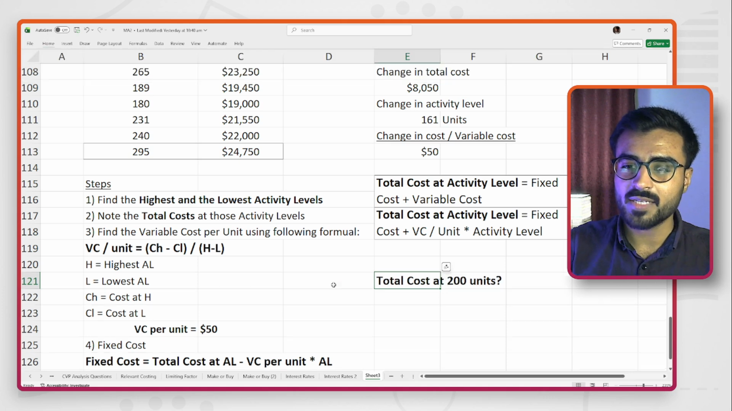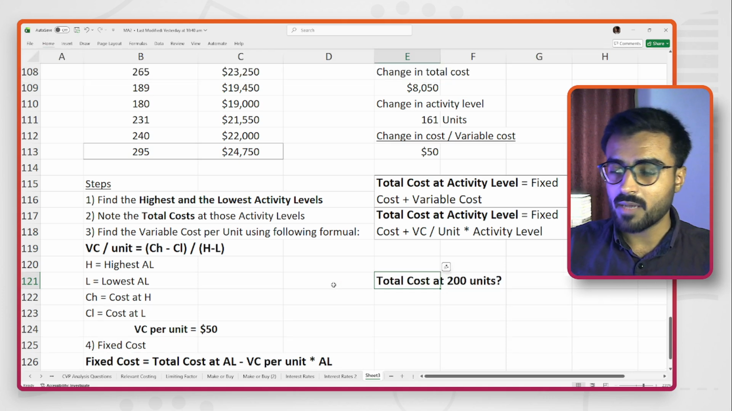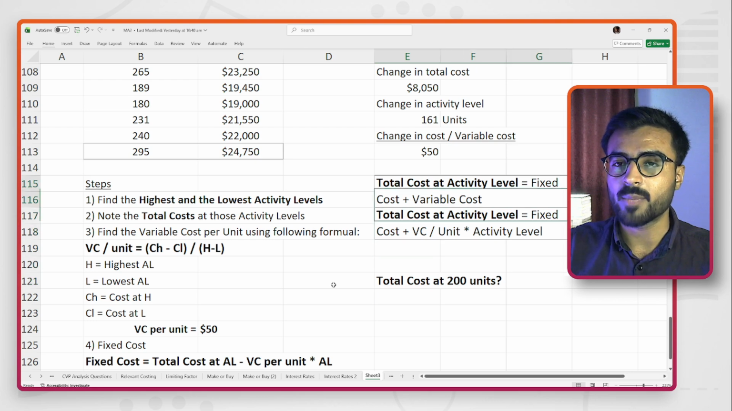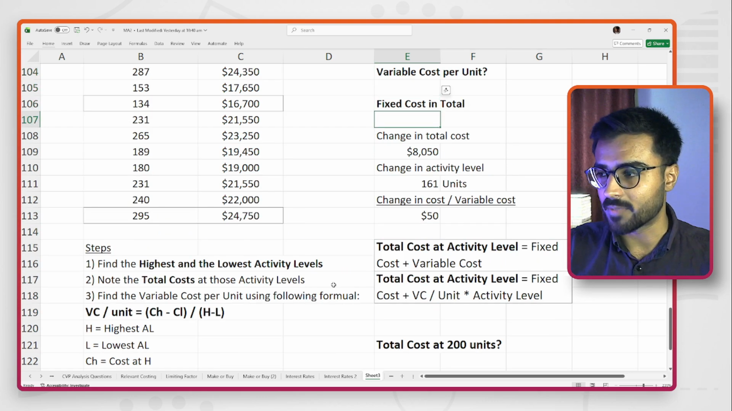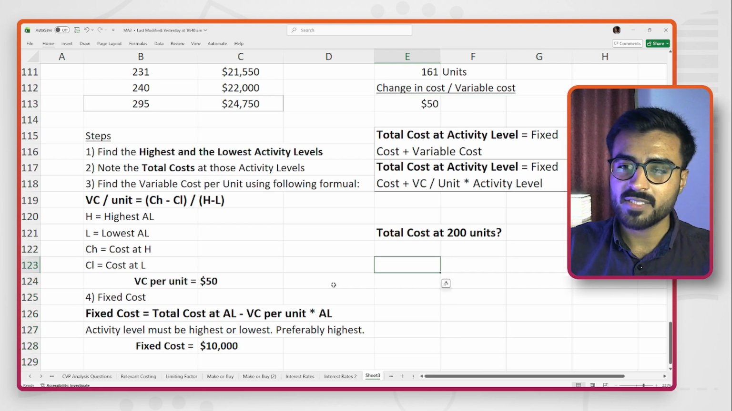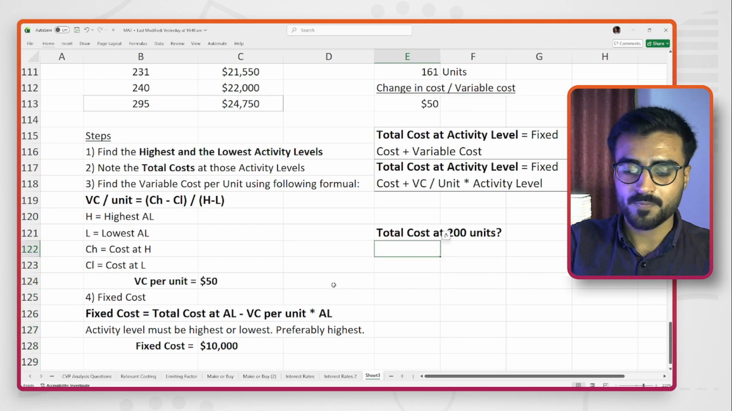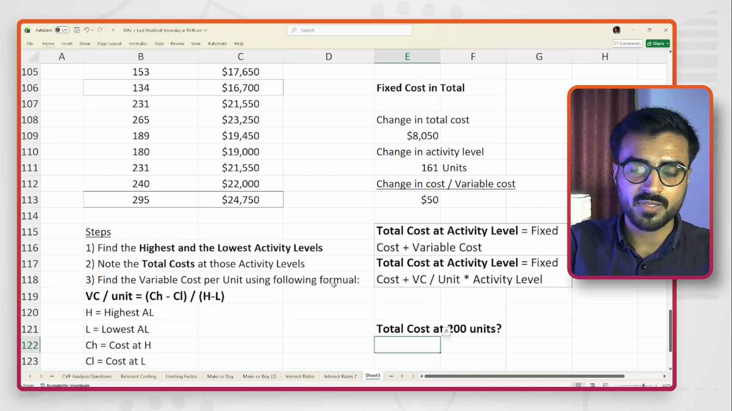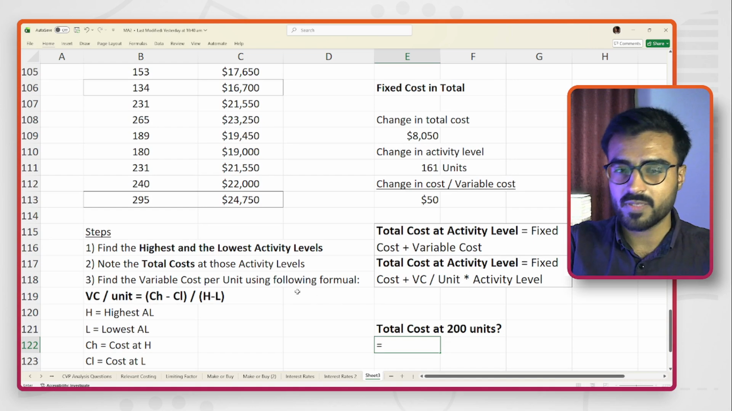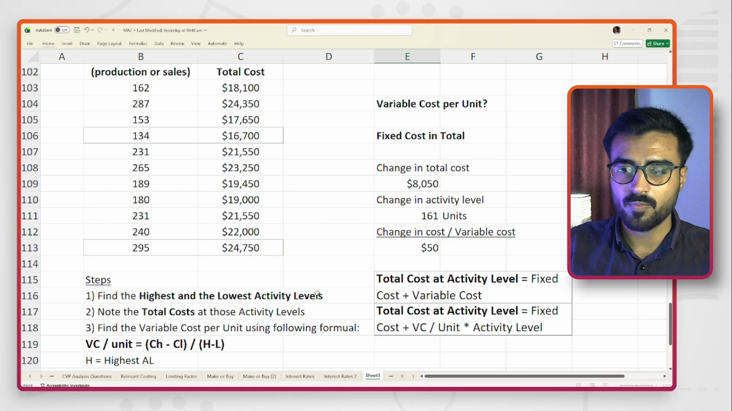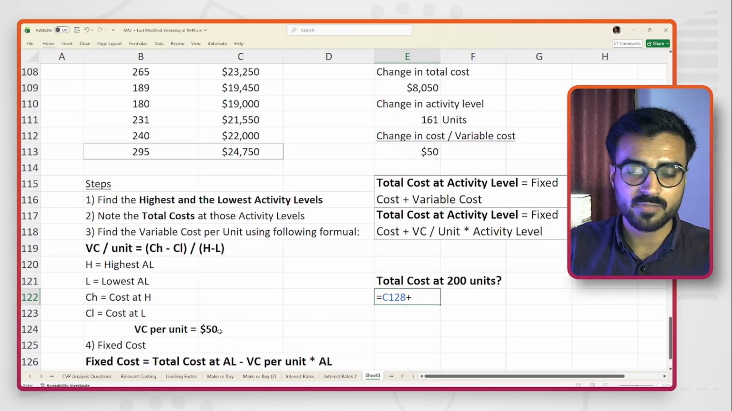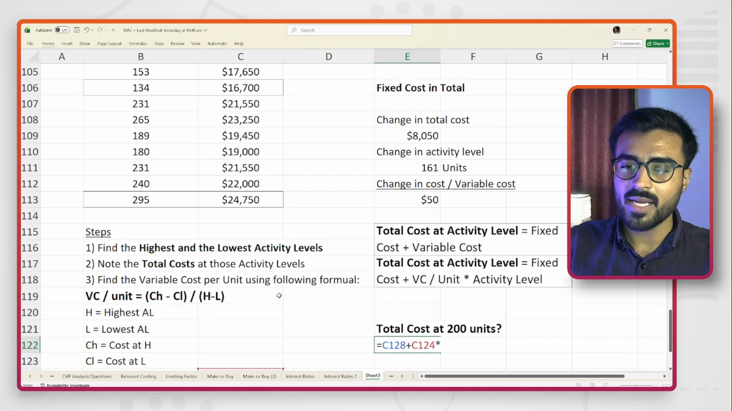You can simply tell the total cost at any activity level now, because you now know the variable cost per unit and the fixed cost in total. So this becomes very easy for you to forecast. So how will we forecast? For example, total cost at 200 units would be, we will use this formula: fixed cost is $10,000 plus variable cost per unit, which is $50, times activity level.